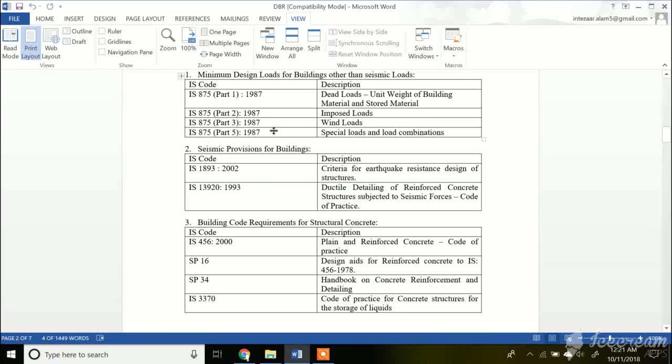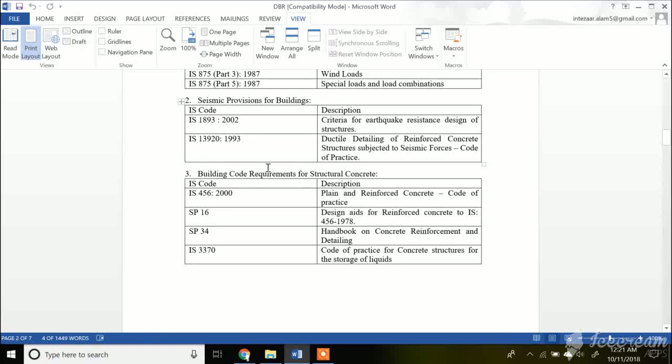The reason why I'm coming with this design of G+6 building late is because I needed to cover all these parts previously, so that you will get a clear idea regarding what we are going to design. We have already uploaded videos on ductile detailing based on 13920, 1893 and this 875.